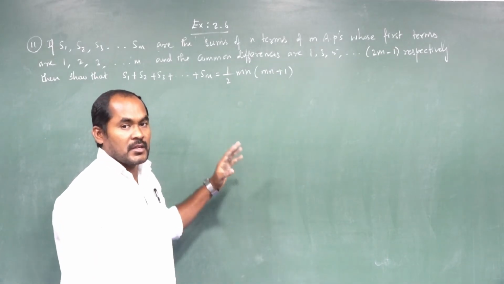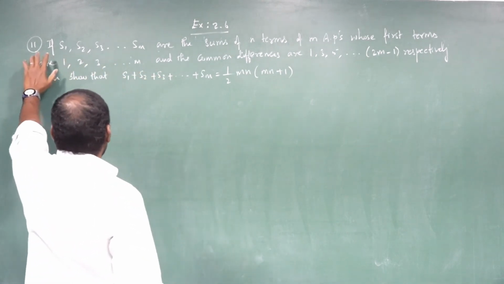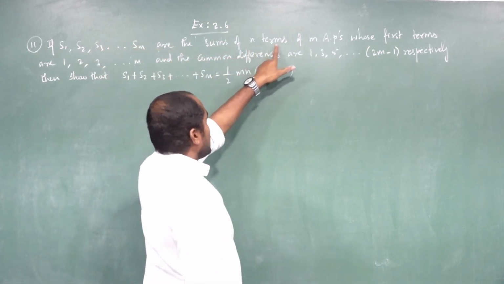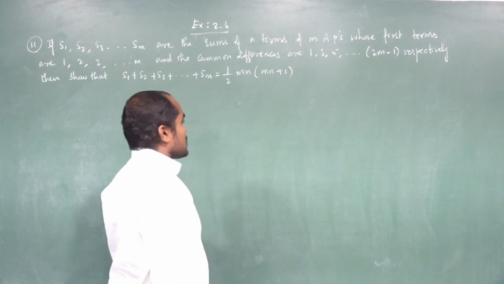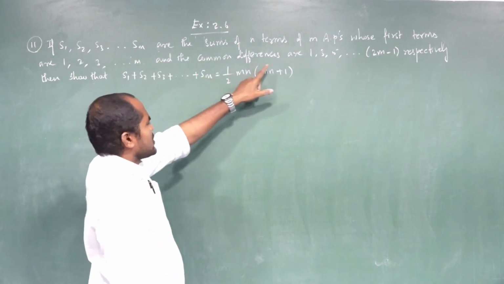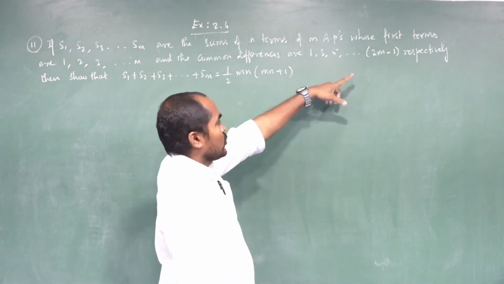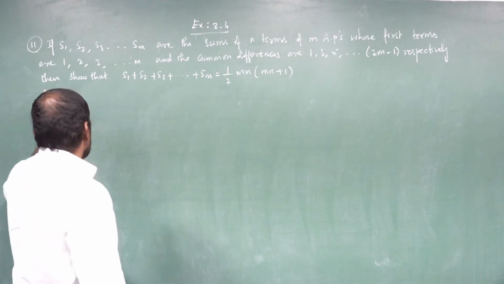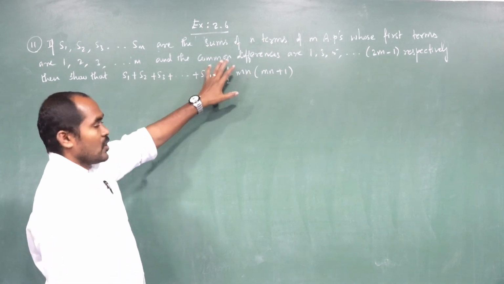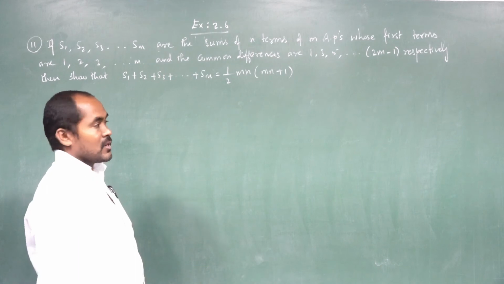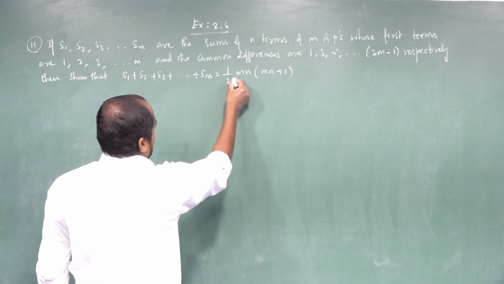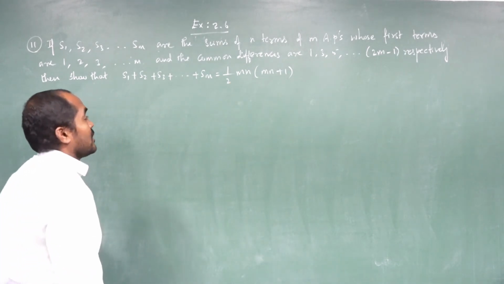Next, exercise 2.6, 11th question. If S1, S2, S3 up to Sm are the sums of n terms of m APs whose first terms are 1, 2, 3, etc. up to m, and the common differences are 1, 3, 5, etc. up to 2m minus 1 respectively, show that S1 plus S2 plus S3 plus etc. up to Sm is equal to 1 by 2 mn of mn plus 1. So here we want to show S1 plus S2 plus etc. plus Sm is equal to 1 by 2 mn of mn plus 1, right?